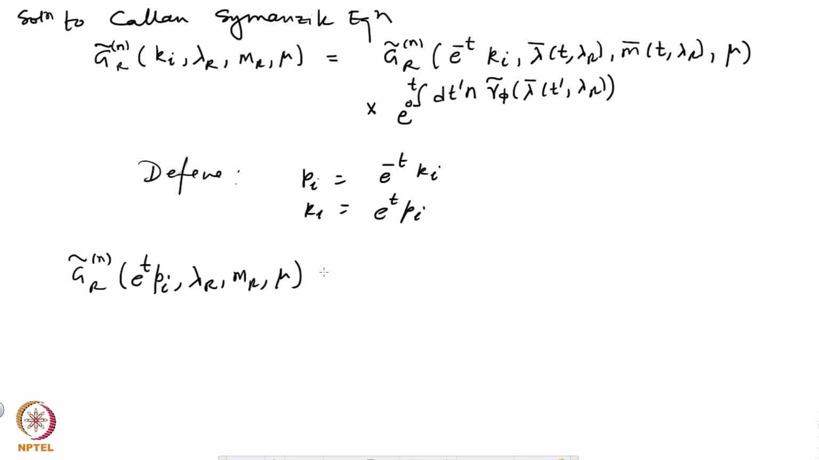None of these get affected. ki appears only here. There is no other place where ki appears. So it is going to change only here. So you get pi, lambda bar t lambda r, or I will just suppress it. I will just write t.